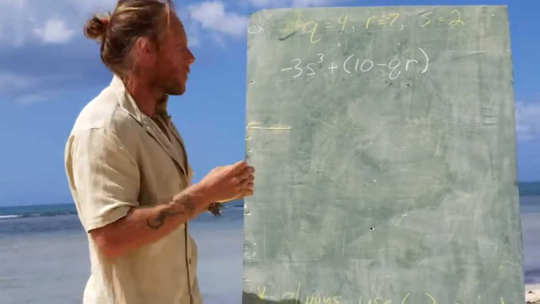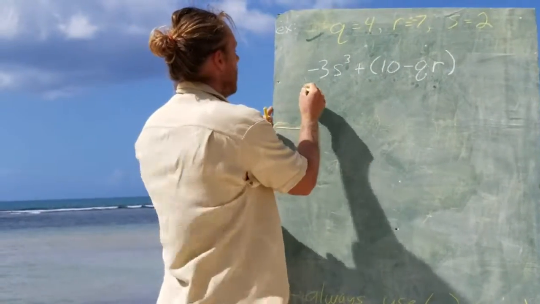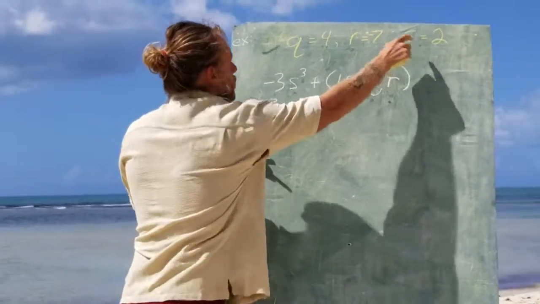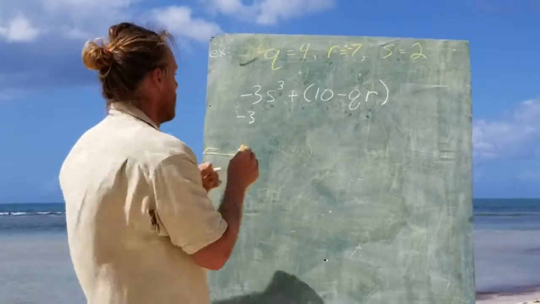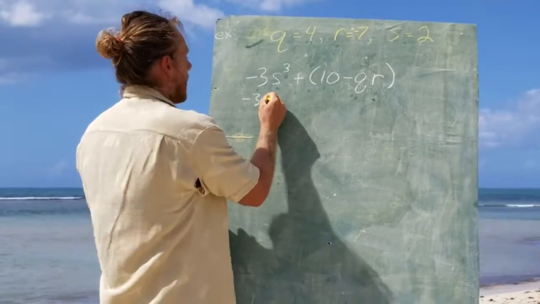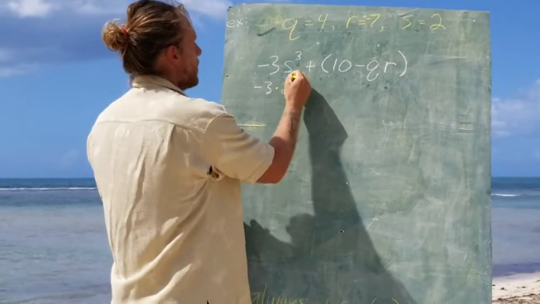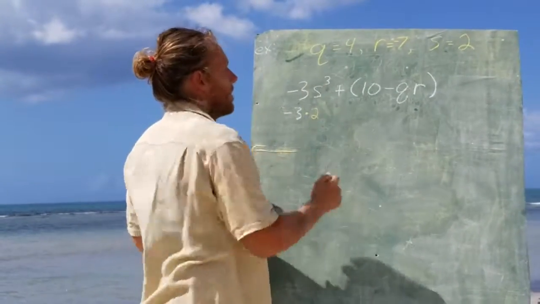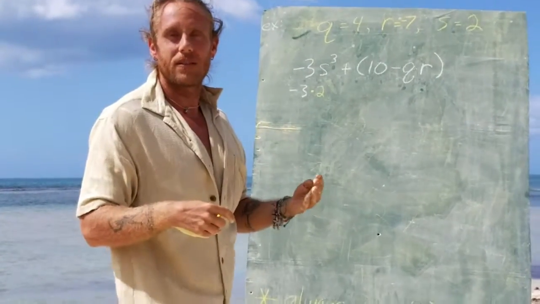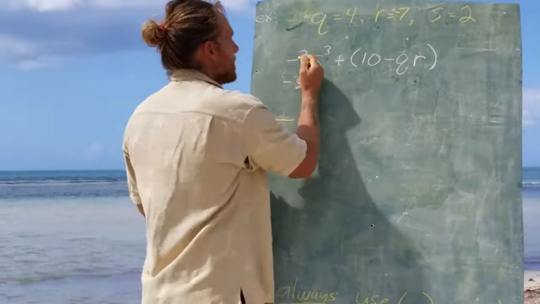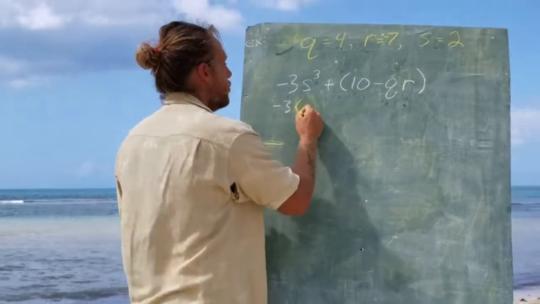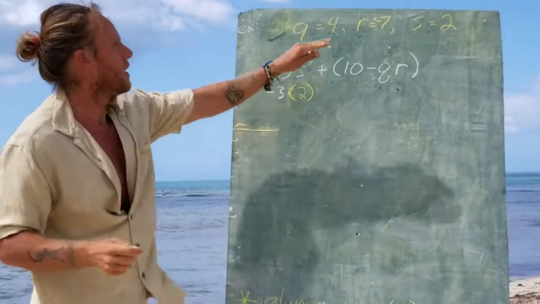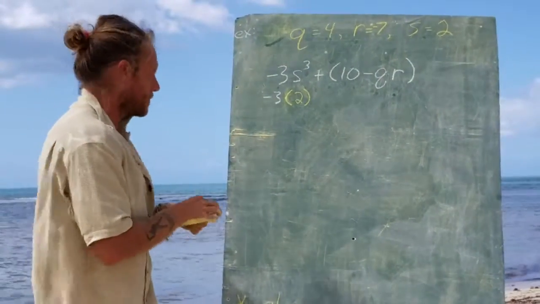So let's do that first thing. We have, and I'm going to do that in yellow, negative 3. Our S is 2. So this is not the way to do it: 3 times 2 to the third. That's technically correct, but for reasons that we'll begin to see throughout these assignments, always when you substitute values, use parentheses around the value you're substituting in.